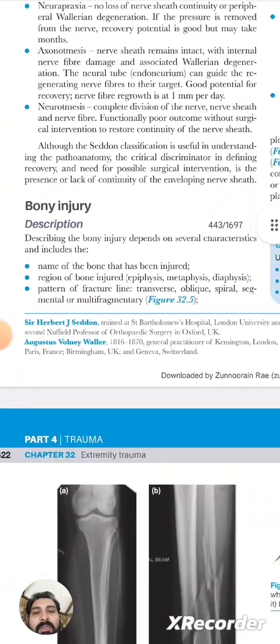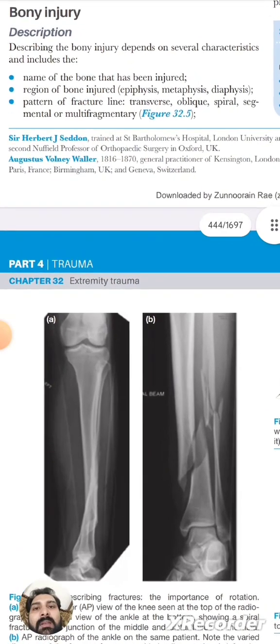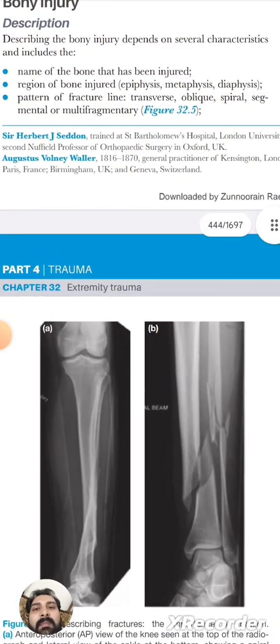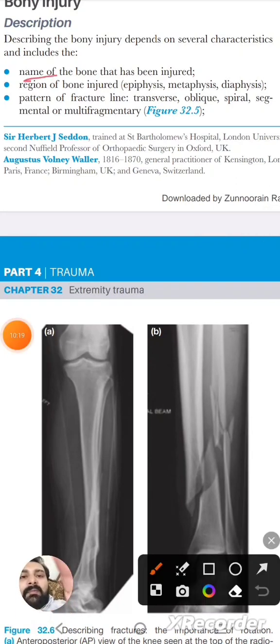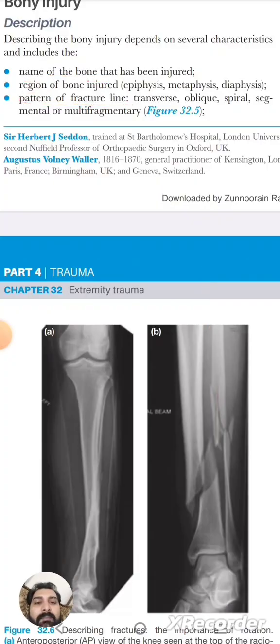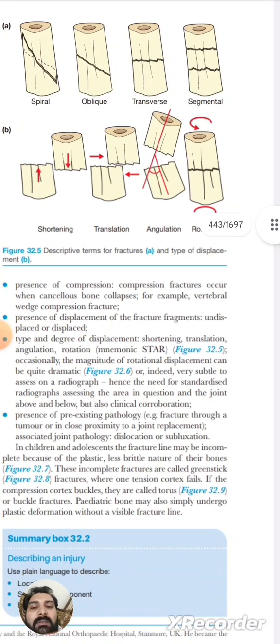Now let's come to the bone injury. Bone injury is described on several characteristics. First, the name of the bone, which bone has been injured. Then the region of the bone, like epiphysis, metaphysis, or diaphysis. Then the pattern of the fracture, whether it is transverse, oblique, spiral, segmental, or multifragmentary. These are some patterns of fracture.